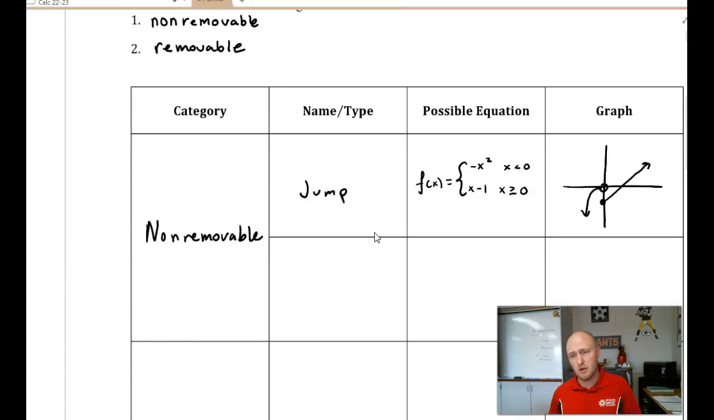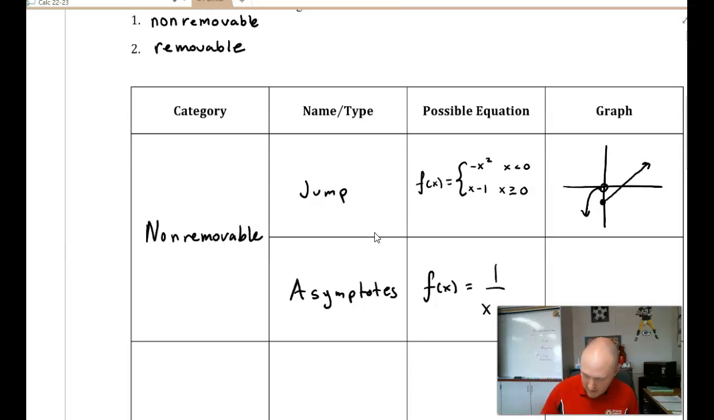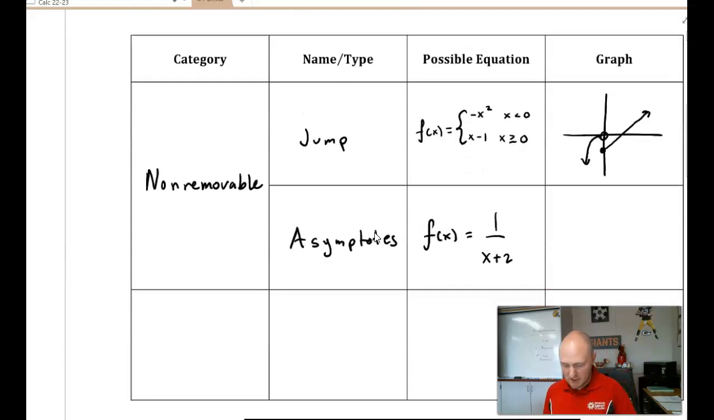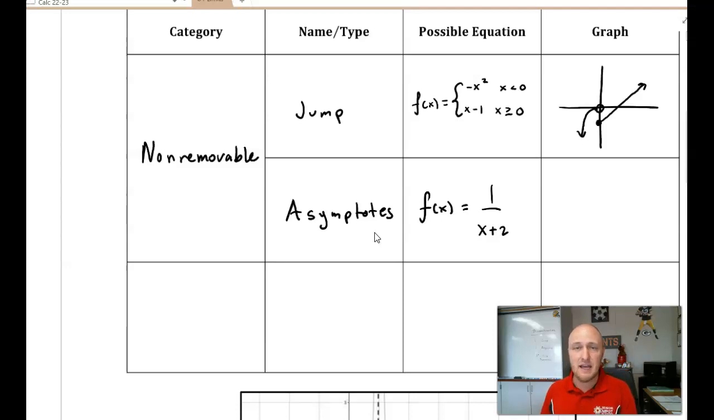Now, the other type of discontinuity that you are familiar with, especially in rational functions, are asymptotes. And I'll go ahead and give a rational function here, 1 over x plus 2. So we have a discontinuity at -2. The denominator cannot be 0. Now what happens is we get an asymptote, and I guess I'll extend it this way a little bit more.